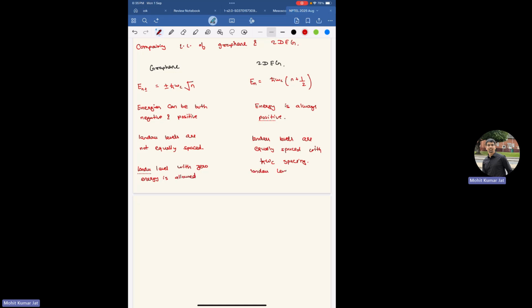Landau level with zero energy is not possible in 2DEG. It's not allowed, right?